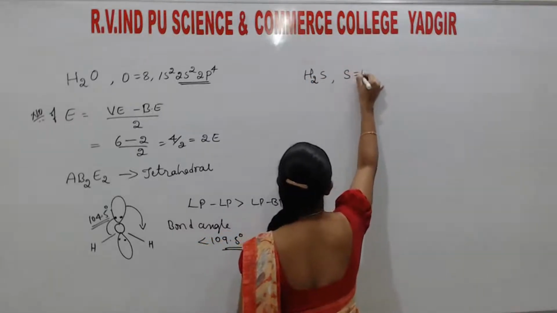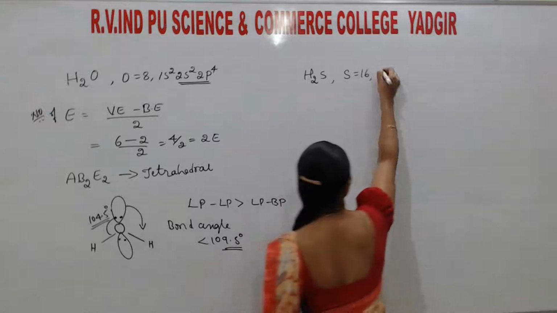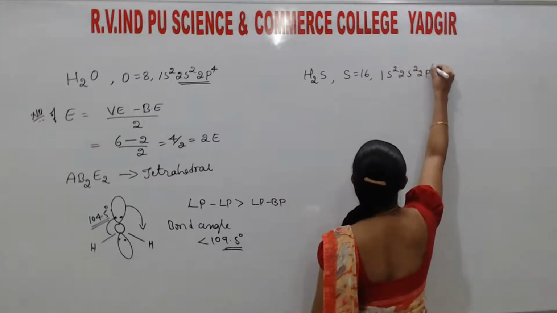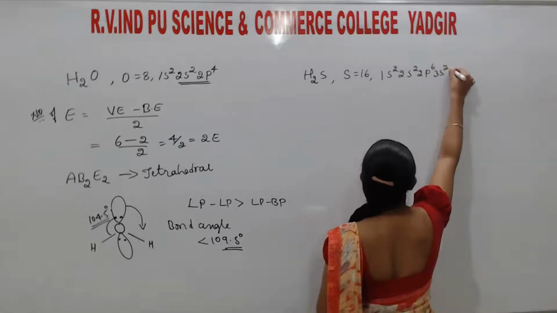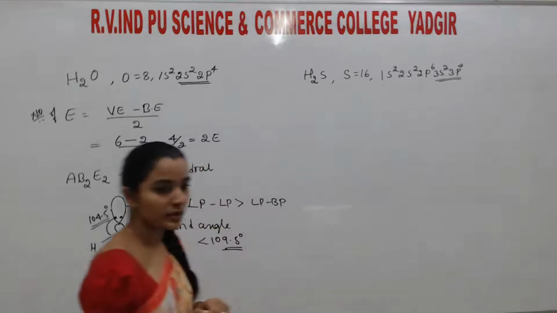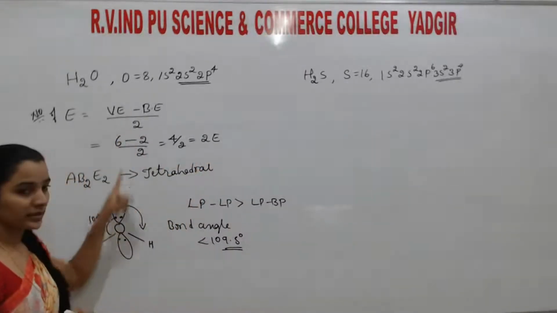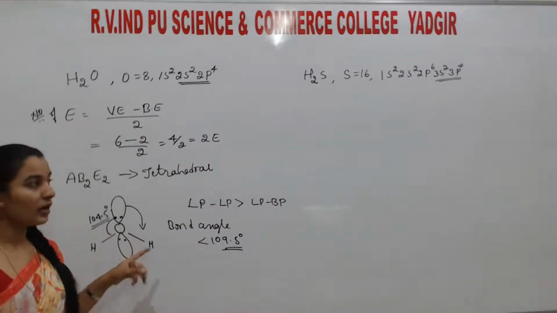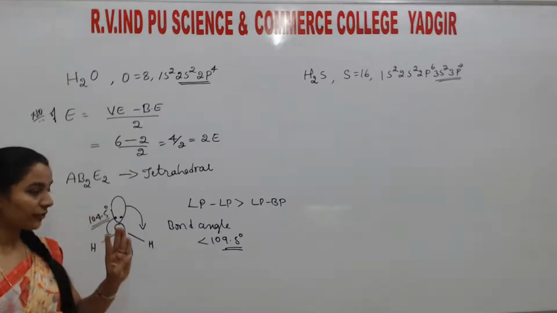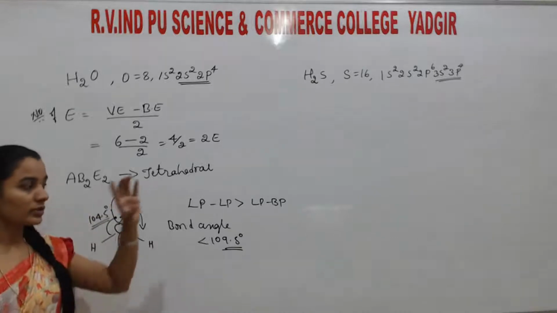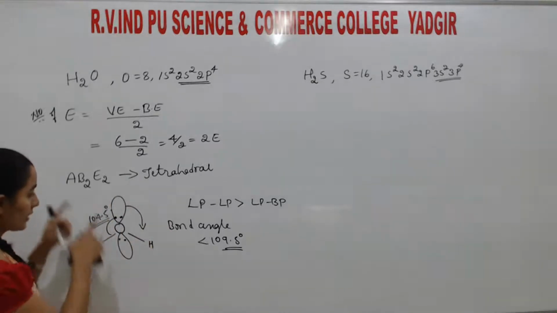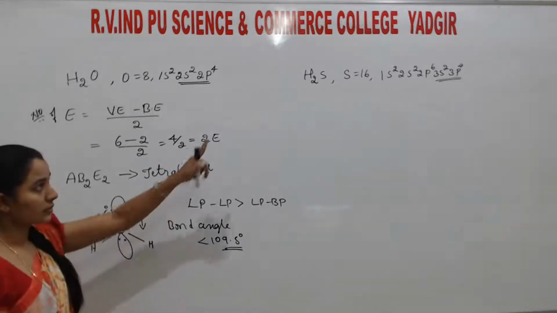The next one, similarly, you just try yourself: H2S. Sulfur has atomic number 16, configuration 1s2, 2s2, 2p6, 3s2, 3p4, and this is the valence shell. You just go through that molecule as we did here, and send that answer in the group. Today I will give at least 4 structures for your homework. You just do it and send it to me in the group. Yes, it follows just like that.